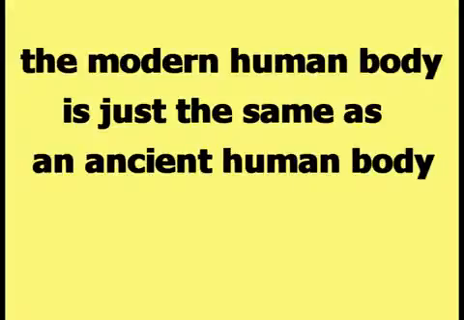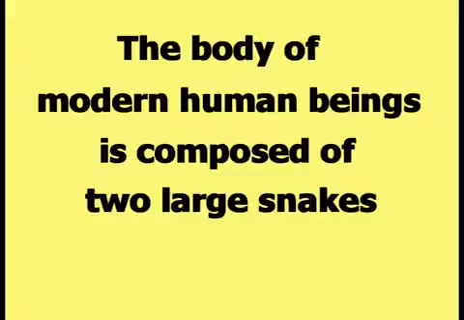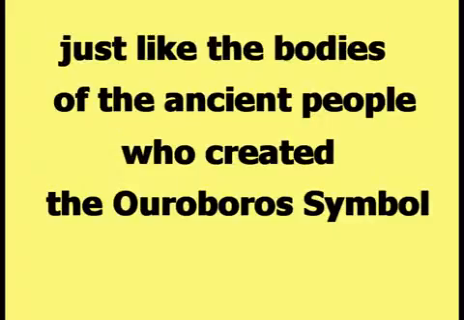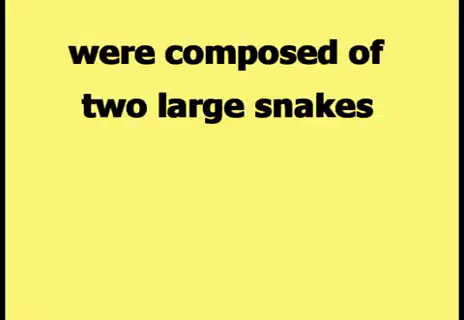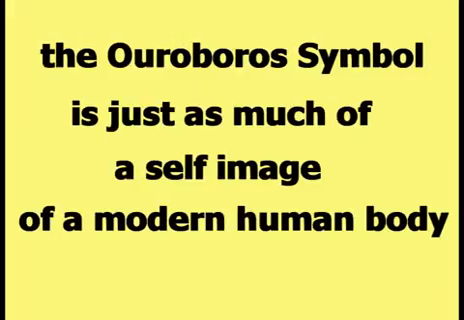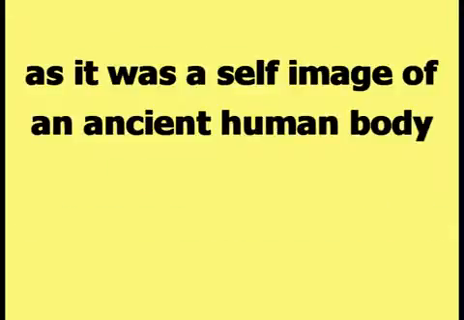According to Happeh Theory, the modern human body is just the same as an ancient human body. The body of modern human beings is composed of two large snakes, just like the bodies of the ancient people who created the Ouroboros symbol were composed of two large snakes. According to Happeh Theory, the Ouroboros symbol is just as much of a self-image of a modern human body as it was a self-image of an ancient human body.